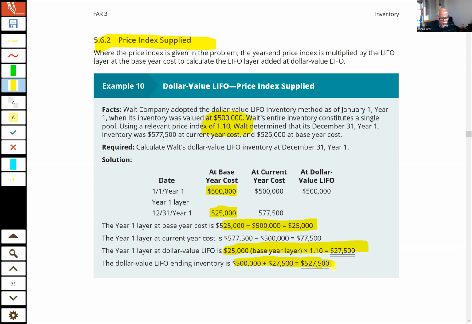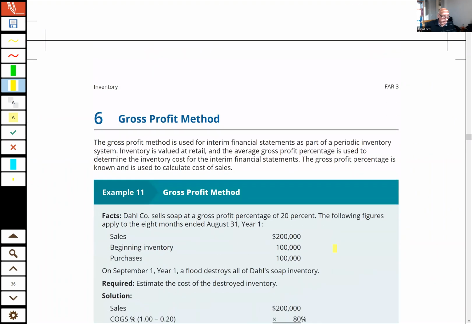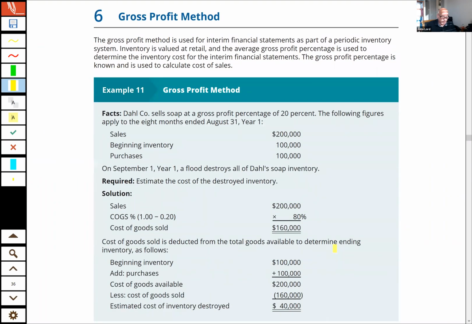Okay, so don't worry about those dollar value LIFO questions, guys. Don't get freaked out. If you practice using that formula properly, you might make some mistakes a couple times, but once you get some practice under your wings, there is no reason for dollar value LIFO to be hard for somebody. Okay. All right. Gross profit method.